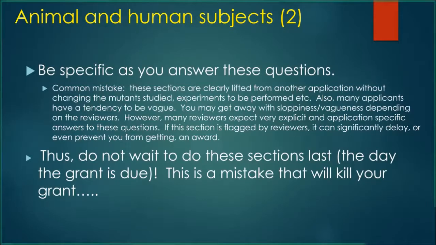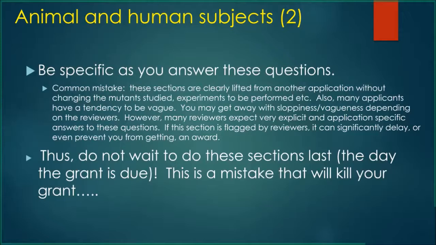The other thing is avoid being vague. You want to be super specific if the application is asking for specific details about your animal and human subjects protections. This is a place that you might get away with it. Some reviewers don't read stuff carefully. However, many reviewers do read these sections super carefully, and they expect explicit and application-specific answers to all the questions. Again, if you're vague, you could get flagged.